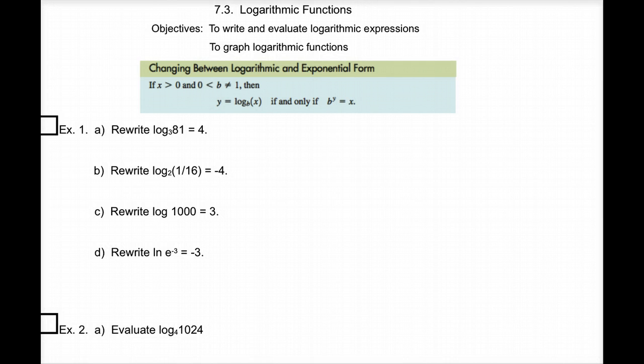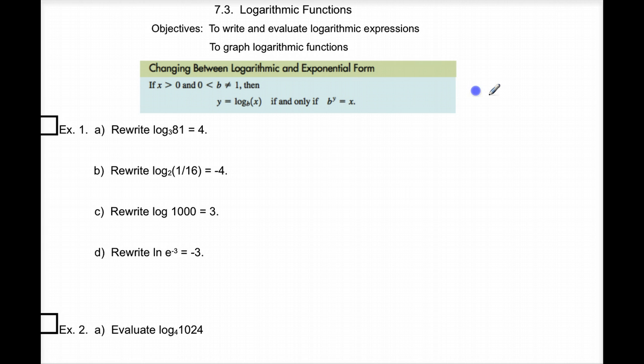Or go back to chapter 7. I'm going to go to 7.3, which is on logarithmic functions. And this follows from exponential functions. Logarithmic functions are just the undo of exponential functions.